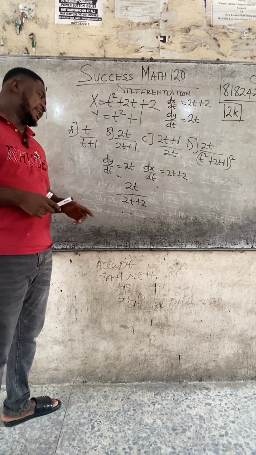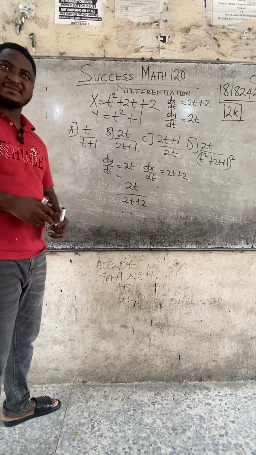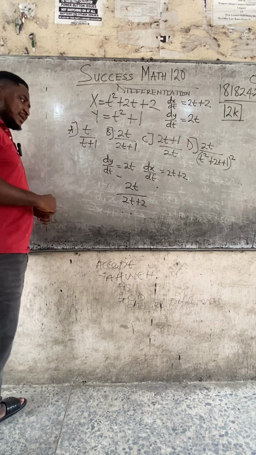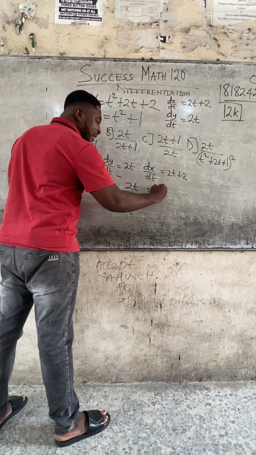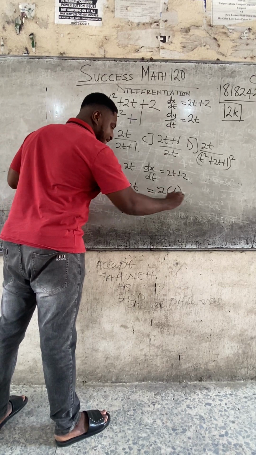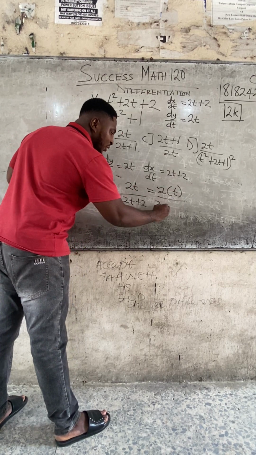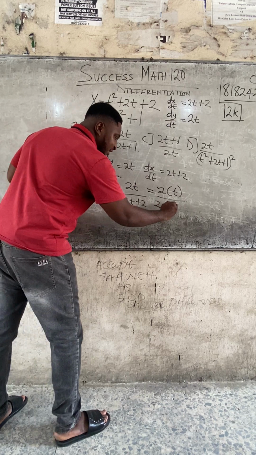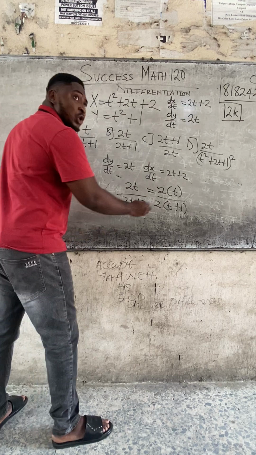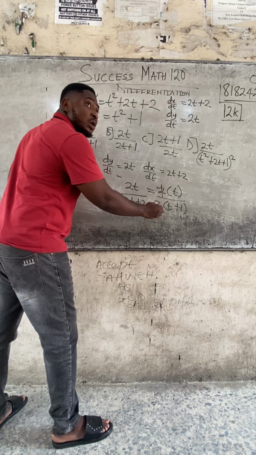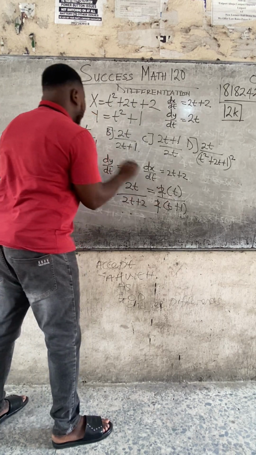Only a smart person will see that 2 is common everywhere. They have done that for you to factorize 2 out of this answer. Bring out 2 from the top, you have t. Bring out 2 from the bottom: 2 from here, you have t, plus 2 from here, you have 1. So 2 on top can cancel 2. And what's remaining? t all over t plus 1.